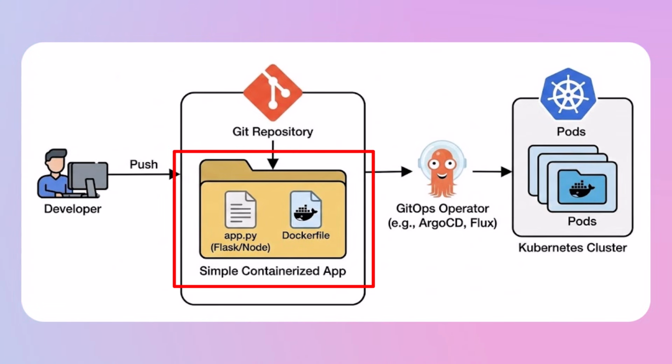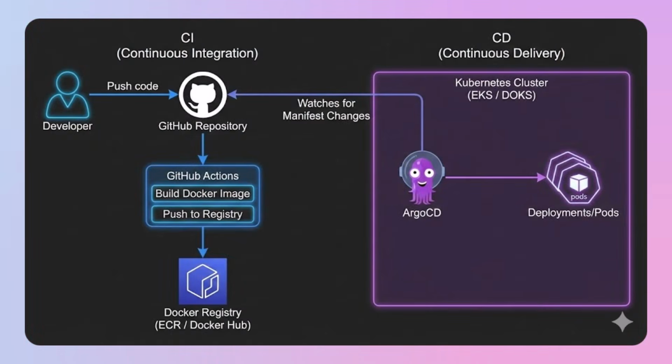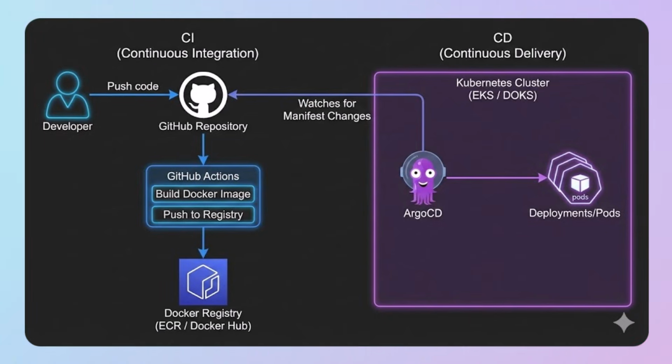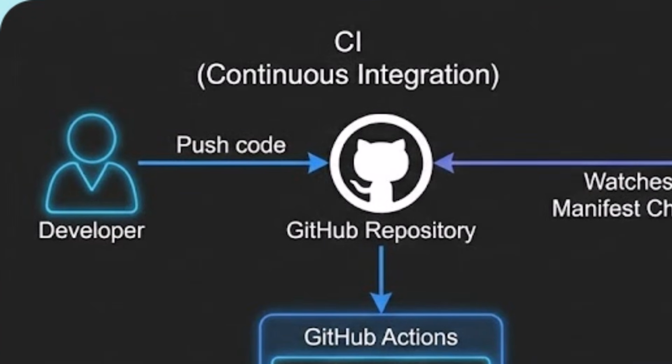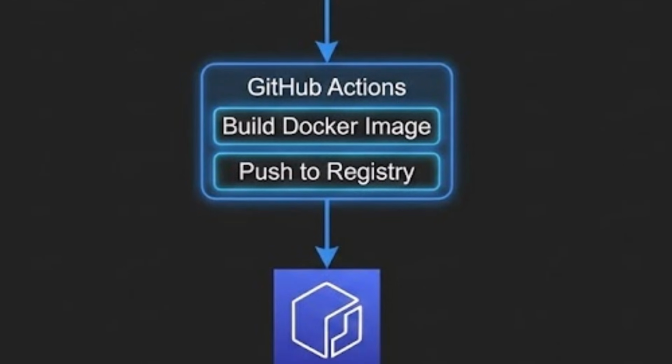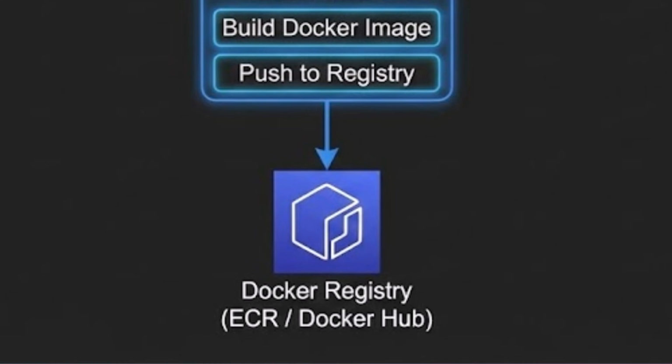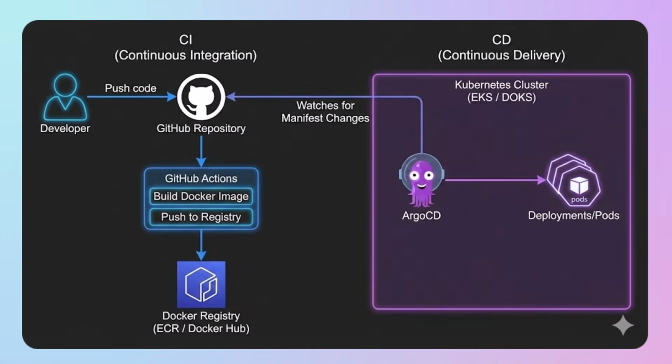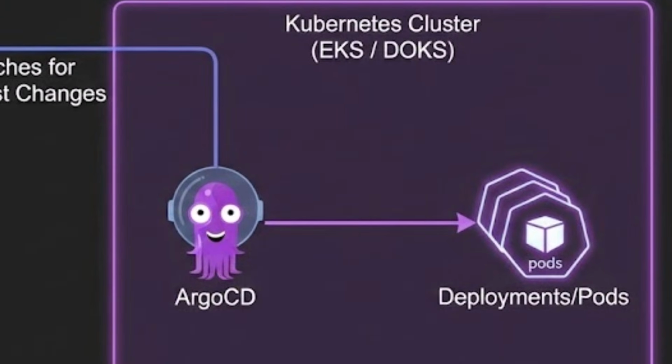So first we need a containerized application with a Dockerfile. Now for the continuous integration part, we're going to use GitHub Actions. So when you push your code, GitHub Actions will build your Docker container and then push it to a registry like Amazon ECR or Docker Hub. And for the continuous delivery part, you will set up a small Kubernetes cluster like EKS, and inside that cluster, you will install Argo CD.